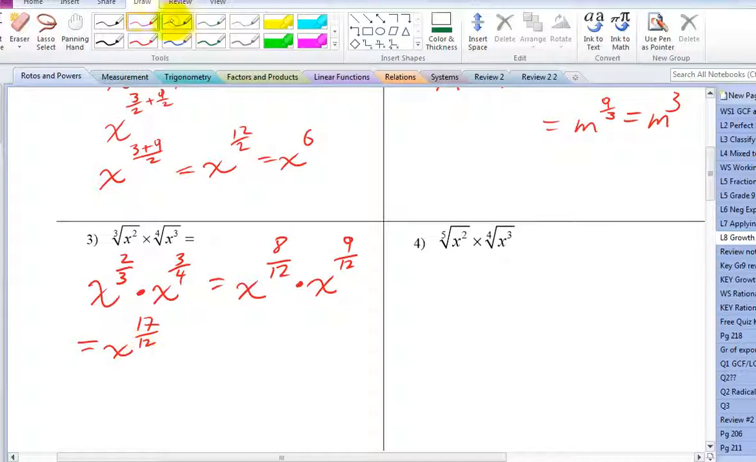Okay. Did I do this one right? X exponent 17 over 12? Yeah. Okay. Can you simplify that anymore? No. So that is your final answer, okay?